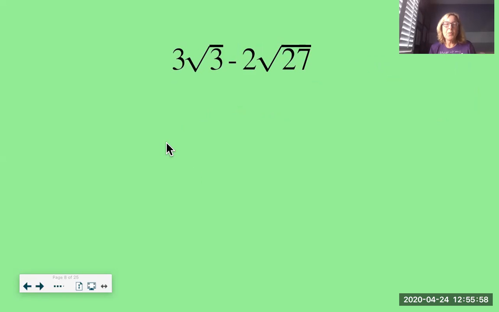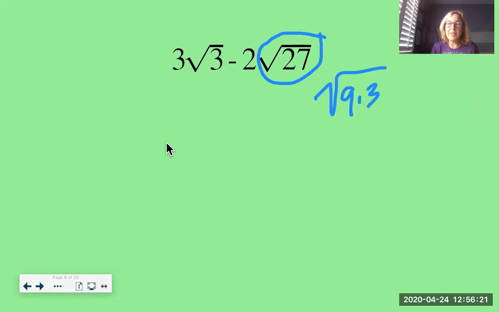So 3 times the square root of 3 minus 2 times the square root of 27. Not like terms yet, but hopefully you know that 27 can be factored into 9 times 3. 9 is a perfect square. So we could break out 27 into 9 and 3, take the square root of 9, which is 3, and we're left with the square root of 3. So we can replace the square root of 27 with 3 times the square root of 3.